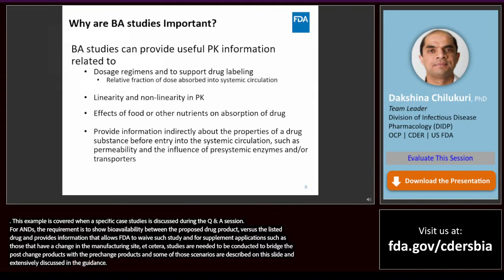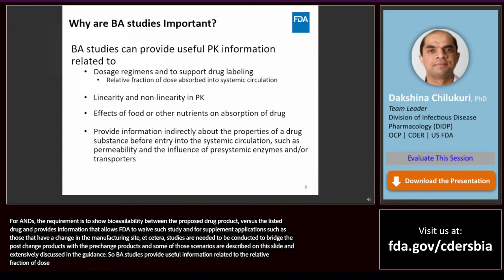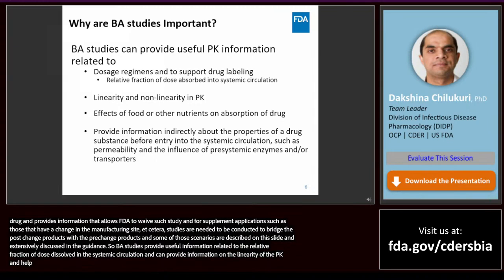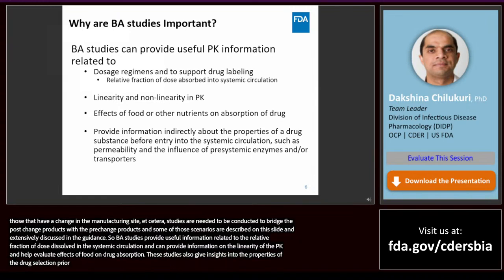So BA studies provide useful information related to the relative fraction of dose absorbed into systemic circulation. They can also provide information on the linearity of the PK and help evaluate effects of food on drug absorption. These studies also give insights into the properties of the drug substances prior to entry into the systemic circulation.